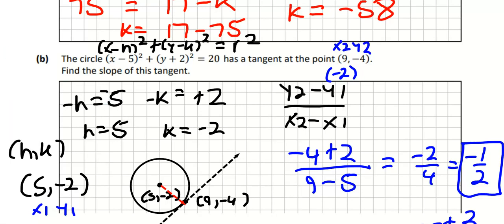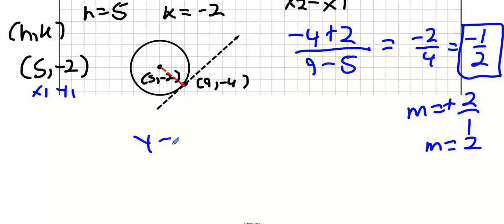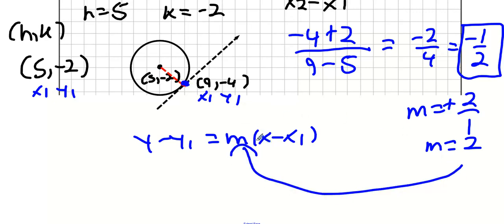Perfect. If you were asked for the equation of the line, the equation of the tangent, which you're not, you just put in x1 and y1 for 9 and minus 4 because it's actually on the line, and you put in the slope of 2, and you get the equation of the line. Pretty handy.